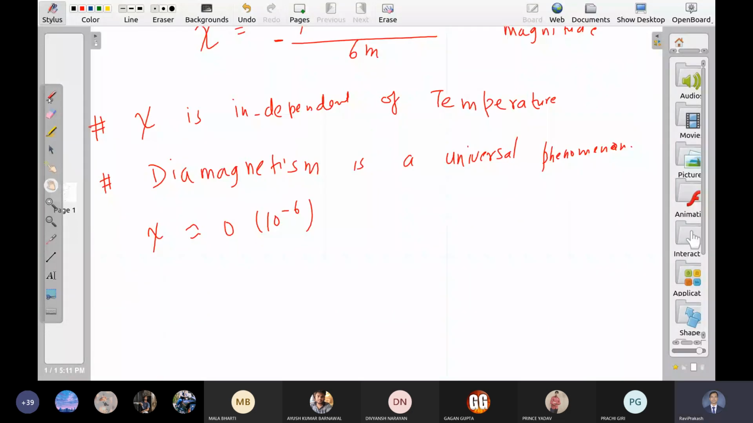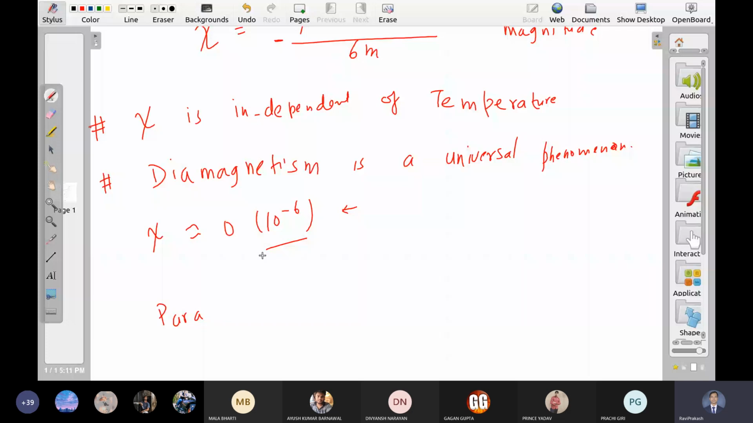So in a paramagnetic material, we have two effects. One coming from paramagnetic, one coming from diamagnetic. The effect due to paramagnetic is much stronger than the effect due to diamagnetic. Paramagnetic effect is many times more than diamagnetic. That is why we do not see this diamagnetic behavior in paramagnetic substance.